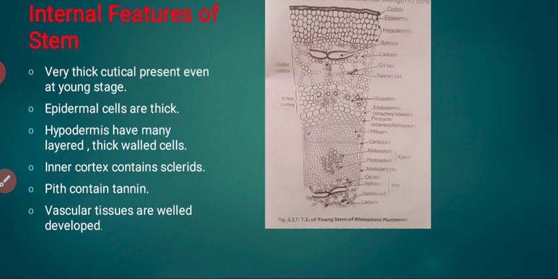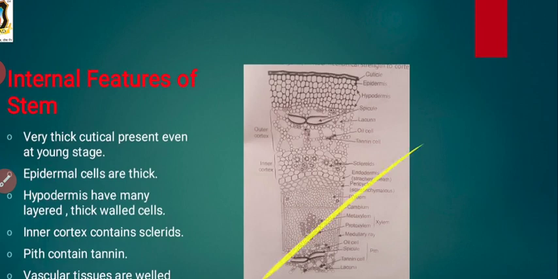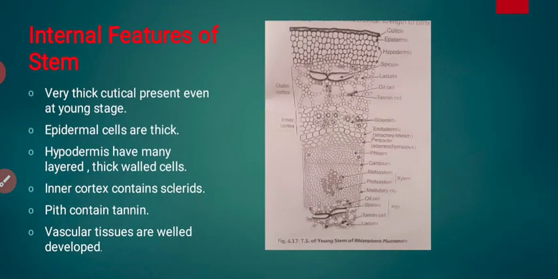The pericycle is also multilayered, and sclerenchymatous cells are present, and in the pith S-shaped spicules are also present. These are the example of Rhizophora mucronata.